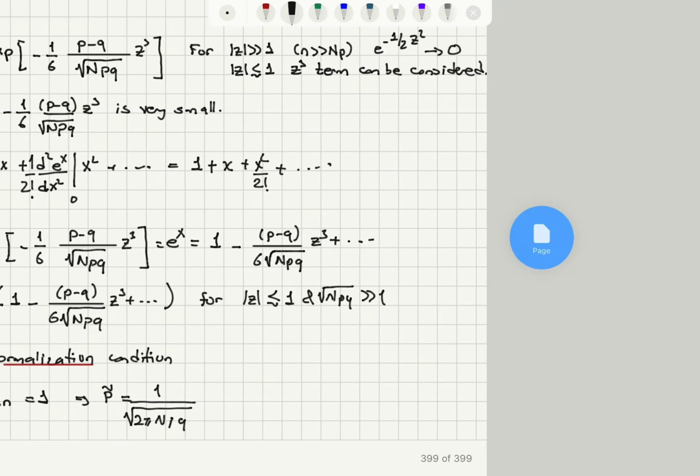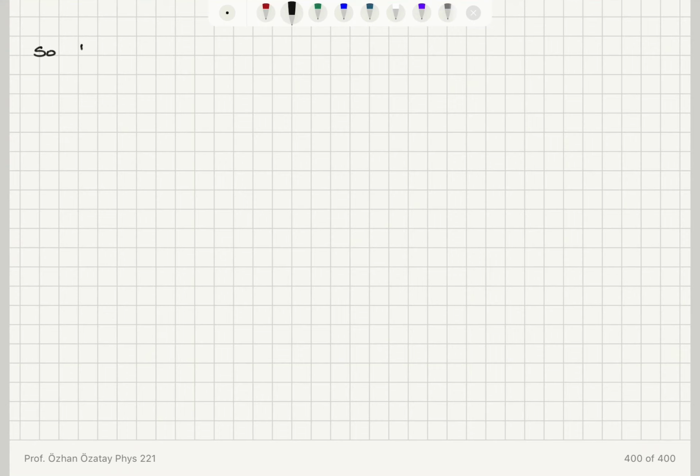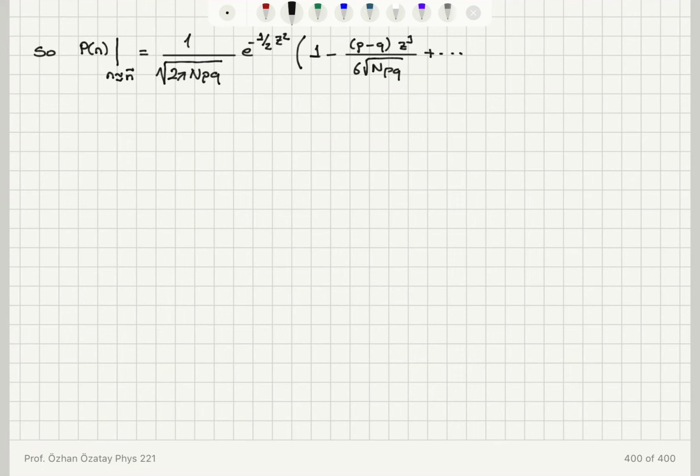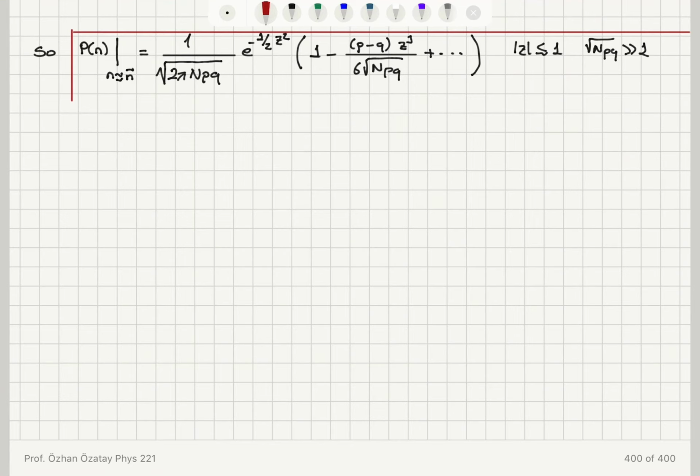So we find that eventually for the probability distribution around the most probable value n tilde, we have 1 over square root 2 pi capital NPQ e to the minus 1 over 2 z square, and then we have 1 minus (p minus q) z cubed divided by 6 square root capital NPQ and higher order terms, if z is less than or comparable to 1 and square root of NPQ is much greater than 1. So this is our end result.